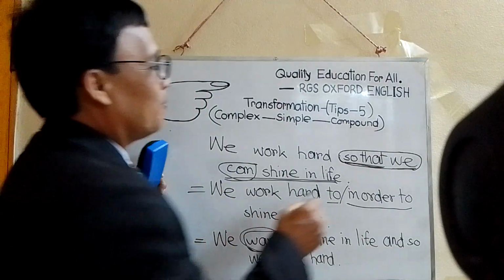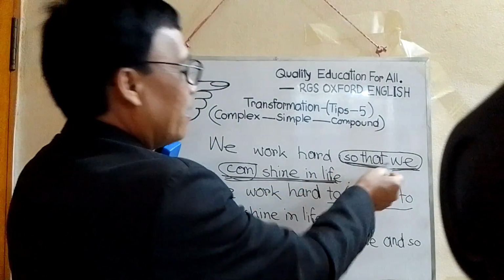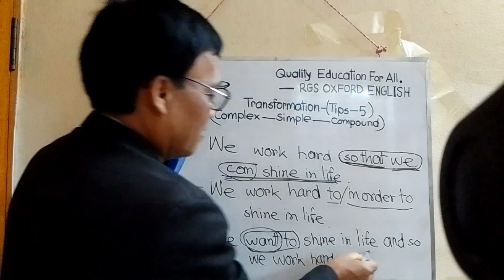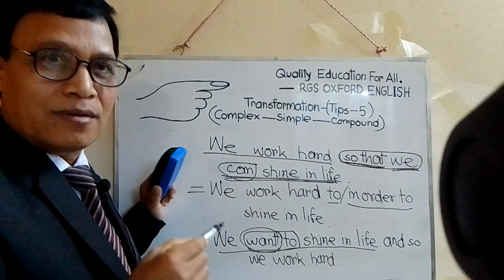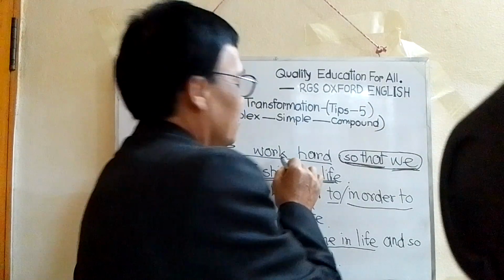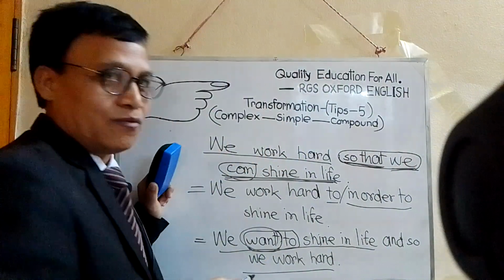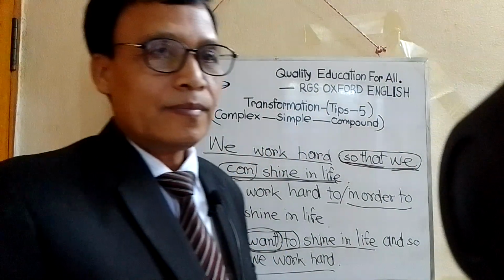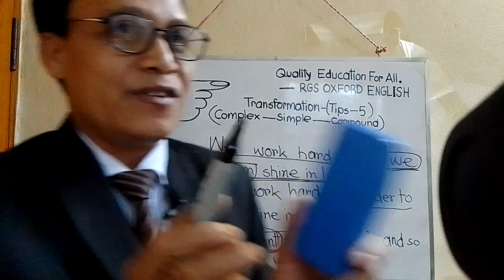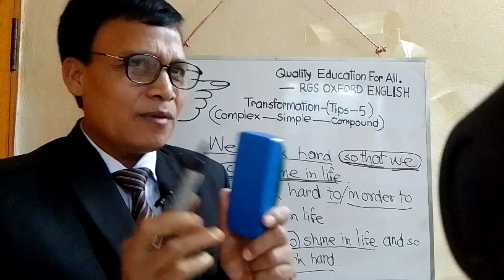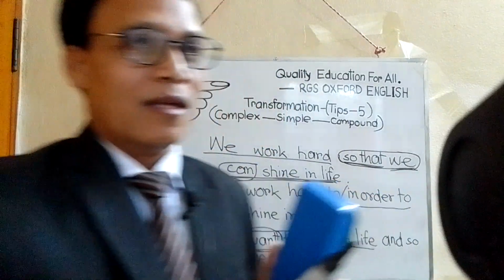We want to shine in life and so we work hard. And you see here, the place is changed. We can shine in life was in the last position, but we have taken the clause to the first position, and the first clause we have taken to the last position. And why? To keep the meaning the same, we have transformed the place.